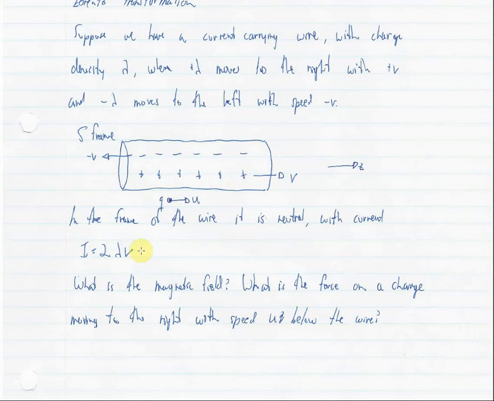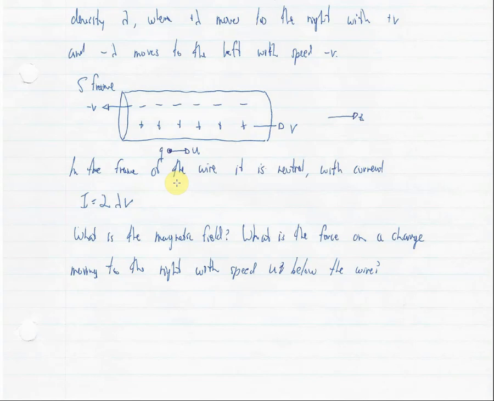So for this case, what is the magnetic field? And if we had a charge sitting here outside this wire, what would be the force on this charge? If this were moving to the right with a speed u, how would it feel this field, and what would be the forces acting on it?